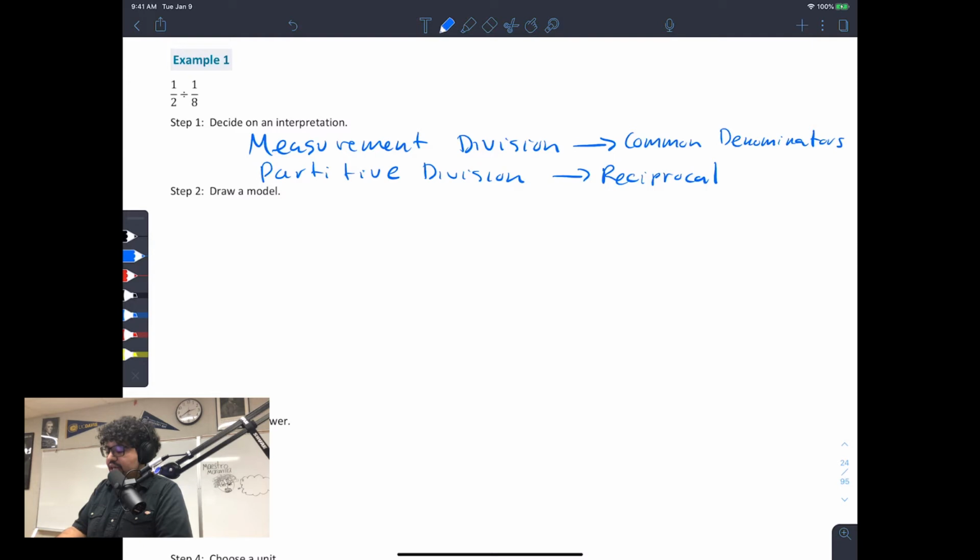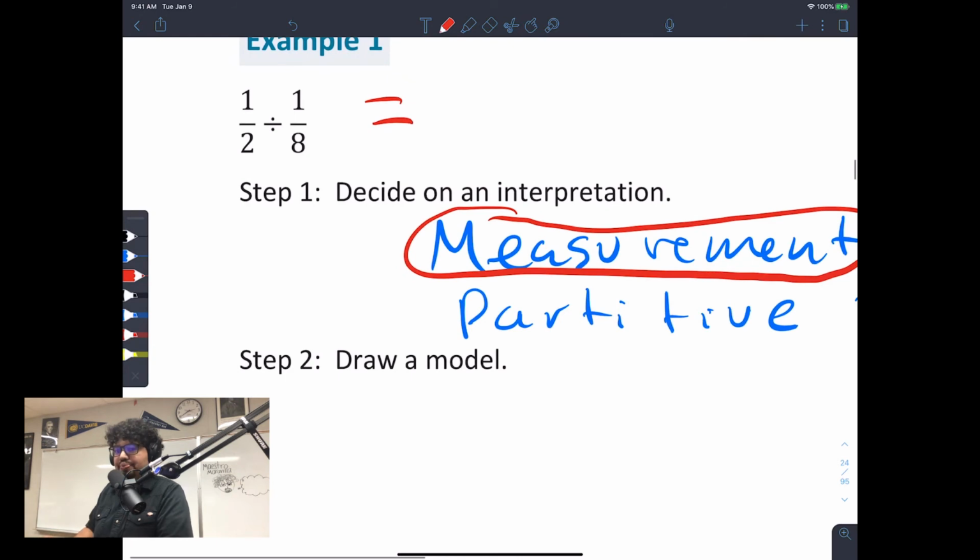For this particular case, we are going to go ahead and do measurement interpretation. And so the first thing would be to find the common denominators. To do that, notice that the 2 can be turned into an 8 by multiplying by 4. Then I'll also have to multiply my numerator by 4.